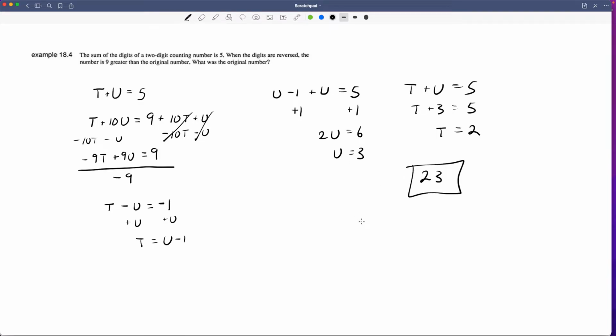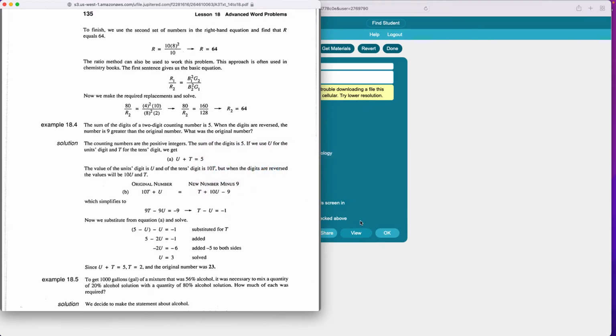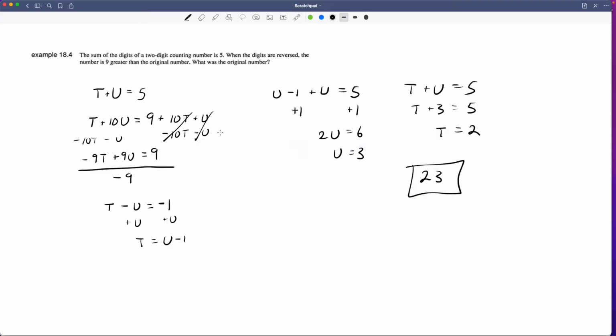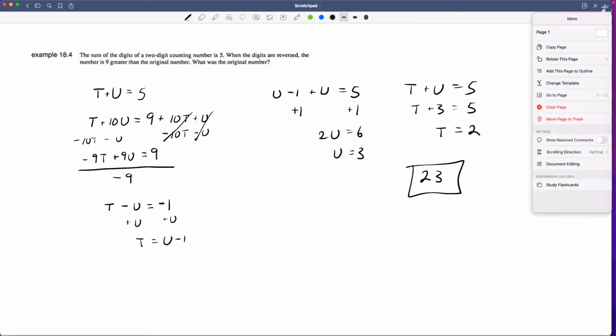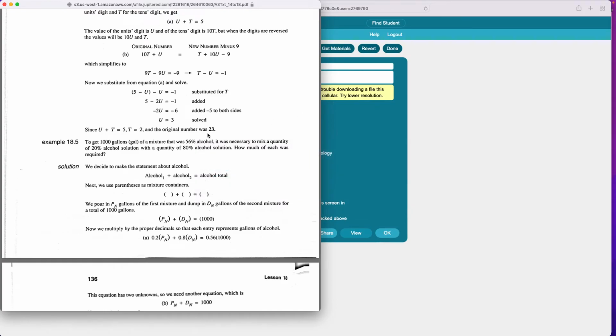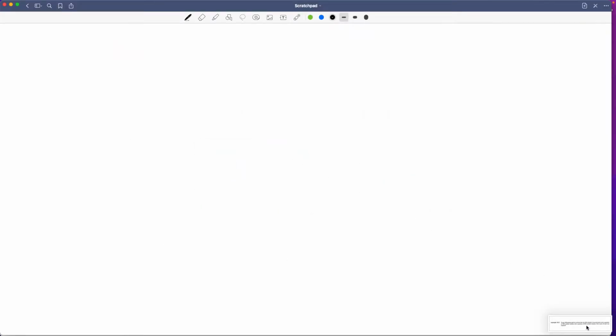So we can double check. And there it is. The original number was 23. So we did that right. Let's look at example 18.5. Bring that in here.